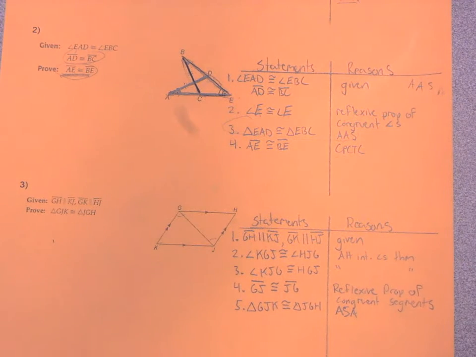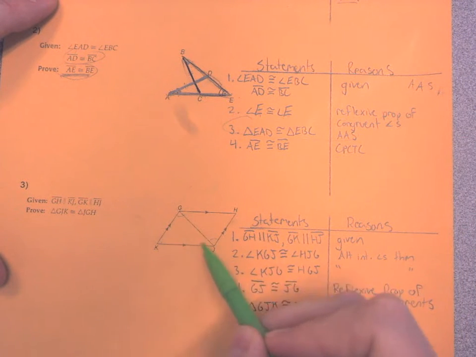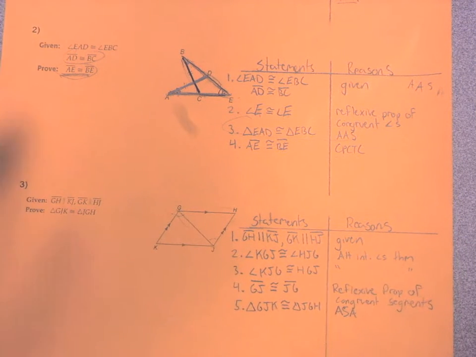All right, so in number 3 here, we actually do want to prove triangles are congruent, so that's okay. And so we've got triangle GJK, that's this guy, and triangle JGH, that's this guy. We want to show these 2 triangles are congruent.